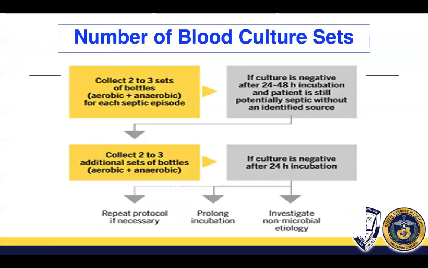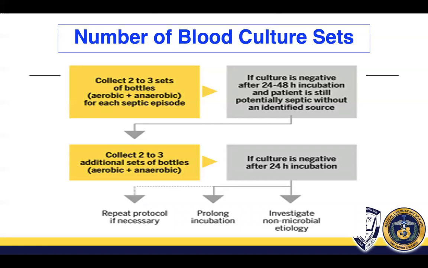Now, moving on to the number of blood culture sets. How many sets are we supposed to collect? Start with 2 or 3 sets of blood culture bottles. Remember, one set is 2 bottles, one aerobic, one anaerobic. If you're going for 2 sets, you'll have 2 aerobic bottles and 2 anaerobic bottles. That would be for each septic episode.